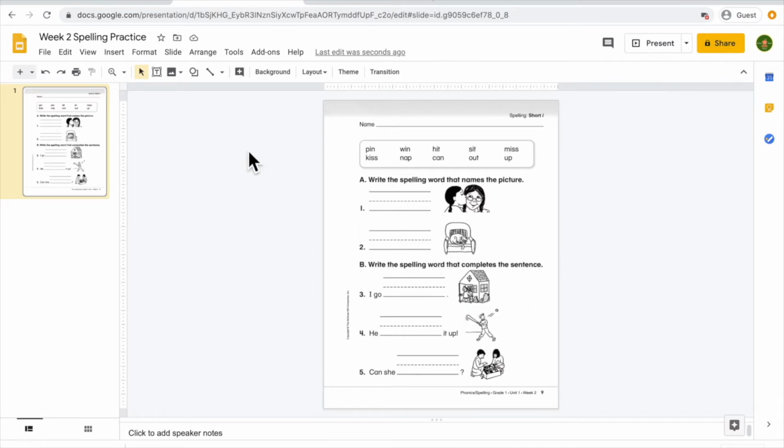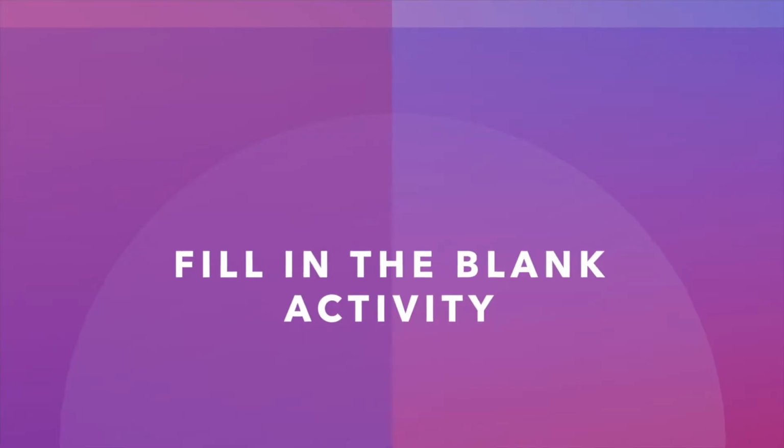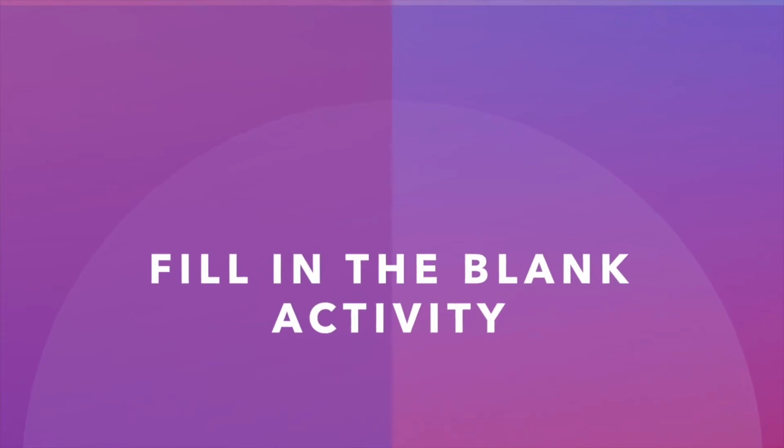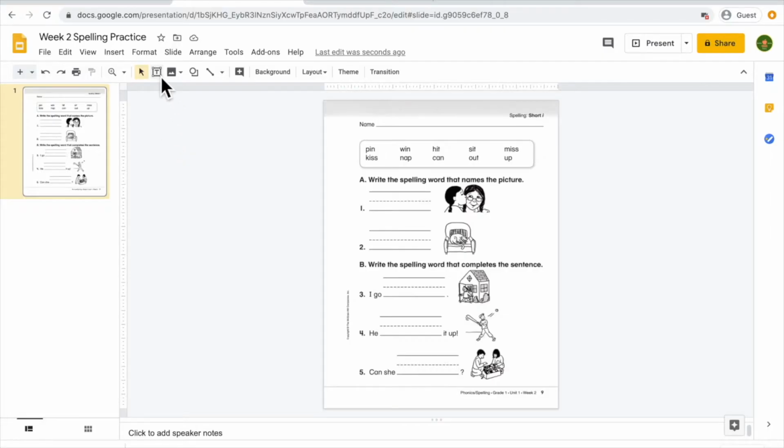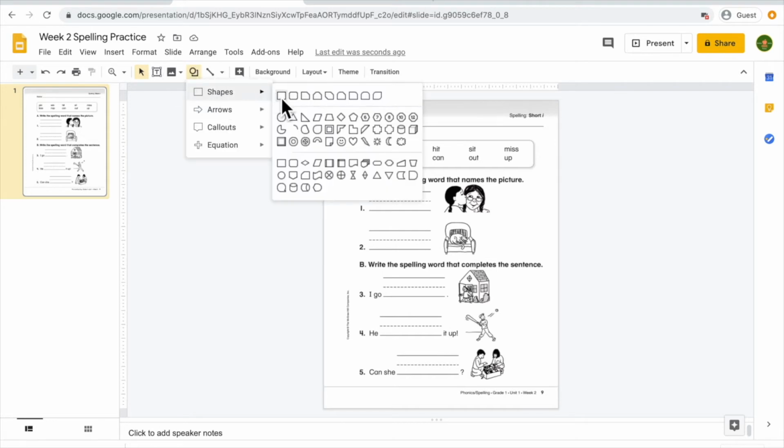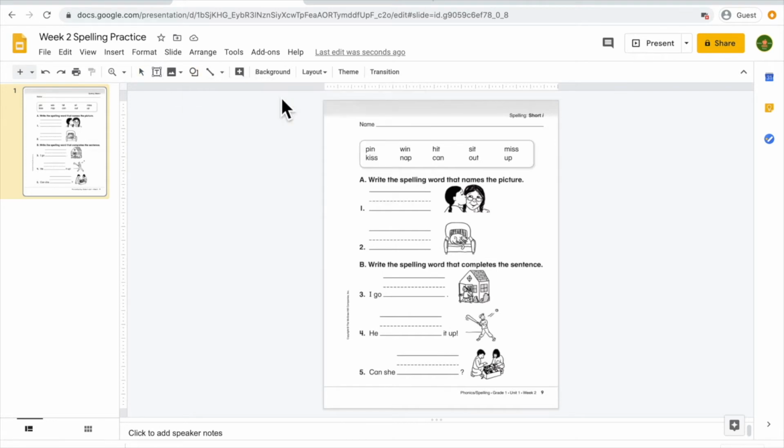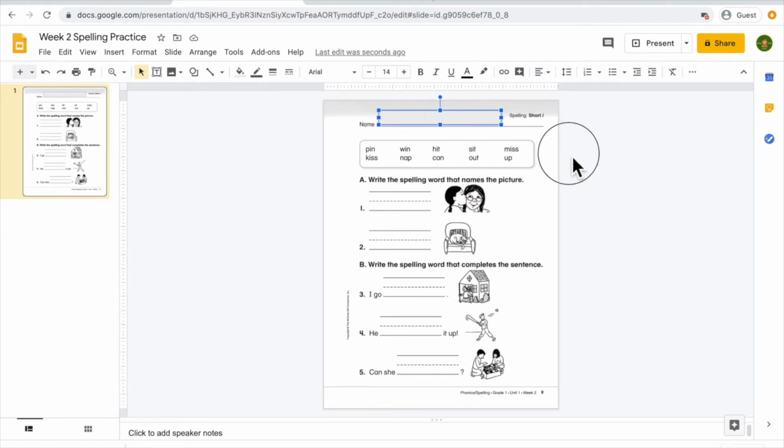Now, to add the interactive features, for this one, it's simply a fill-in-the-blank activity. So I will click on Shapes and click on the rectangular box, and I will just create the box right on the lines. So for this one, I will click on the name line and just click and drag a box onto the name line.